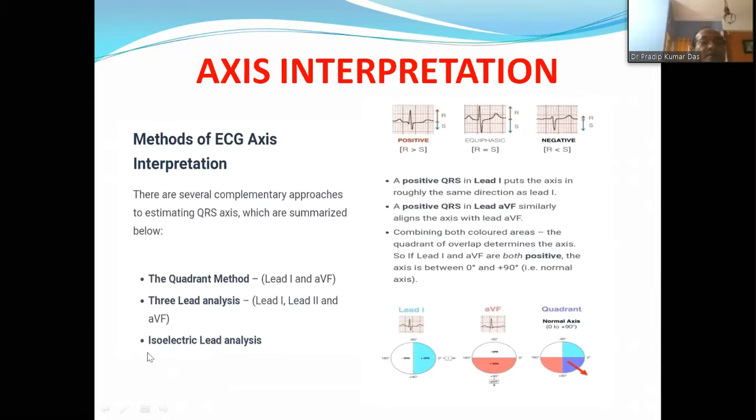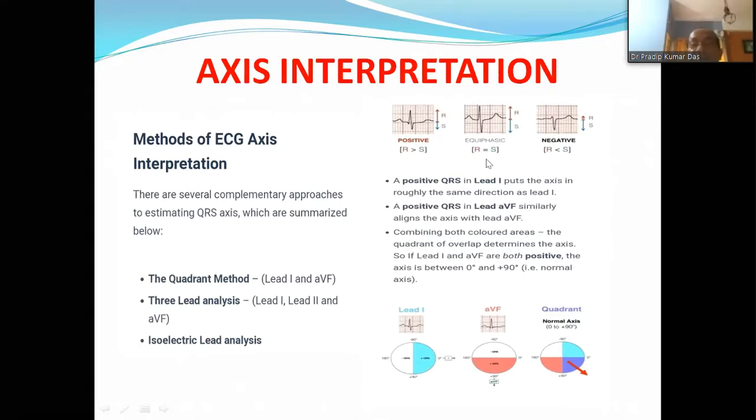So there are many methods of analyzing. The quadrant method, we usually use it. It is very easy. In the quadrant method, we look at lead 1 and lead aVF. If the R wave is tall and positive in lead 1 and negative in the opposite lead aVF, we can say that the axis is leftward directed. If aVF is positive and lead 1 is negative for the QRS complex, then it is rightward deviated.